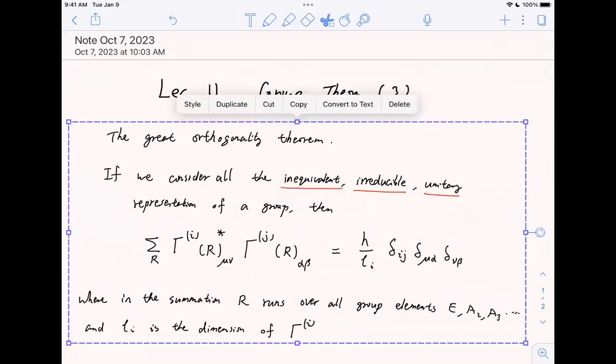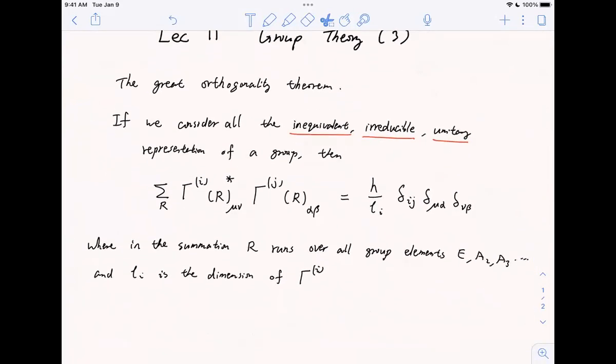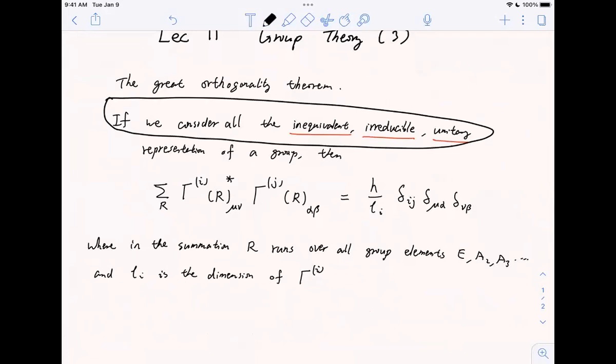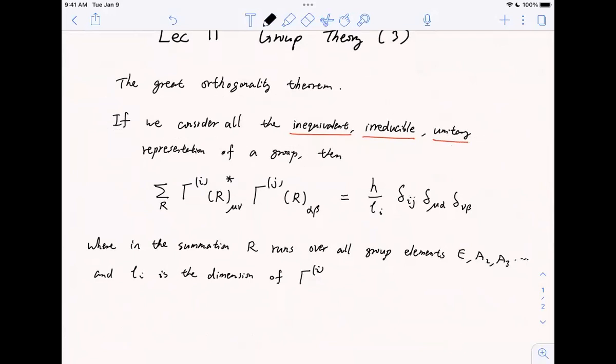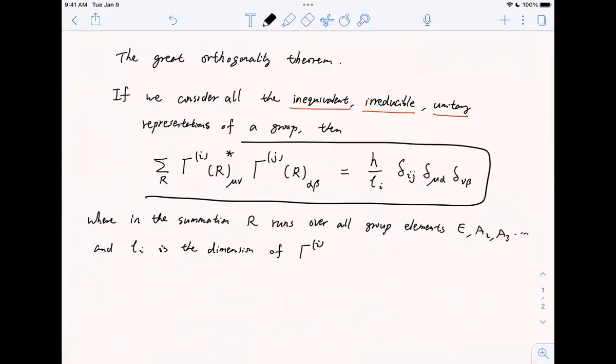Last time we proved this great orthogonality theorem. So let's review what this theorem says. The great orthogonality theorem says if we consider all the inequivalent, irreducible, and unitary representations of a group, then they follow this orthogonality relationship.